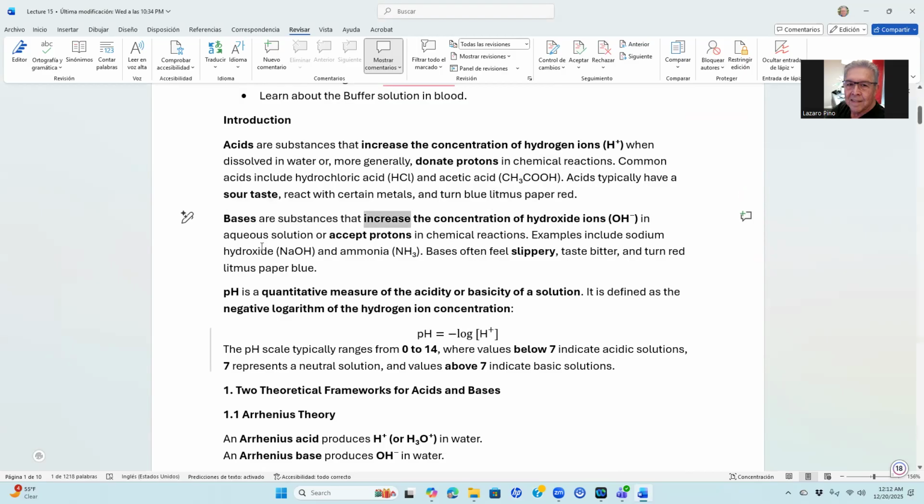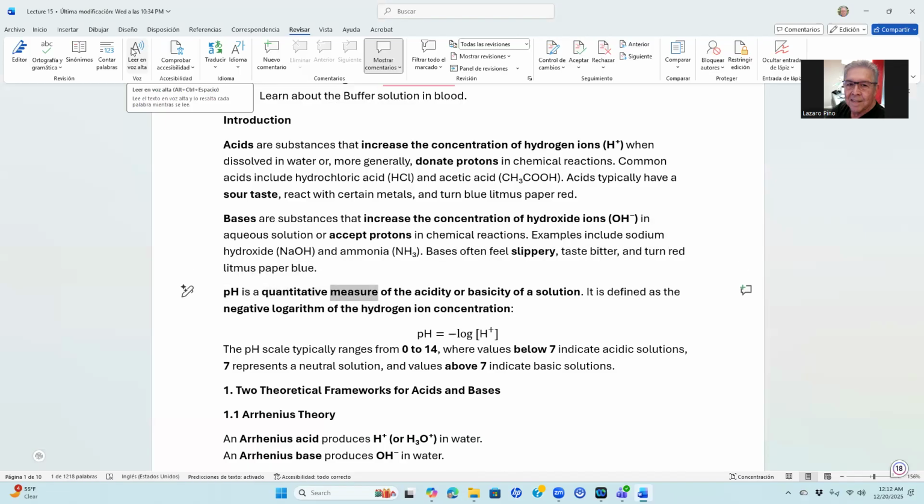Bases are substances that increase the concentration of hydroxide ions, OH-, in aqueous solution or accept protons in chemical reactions. Examples include sodium hydroxide, NaOH, and ammonia, NH3. Bases often feel slippery, taste bitter, and turn red litmus paper blue.